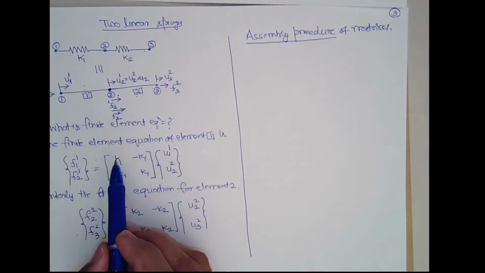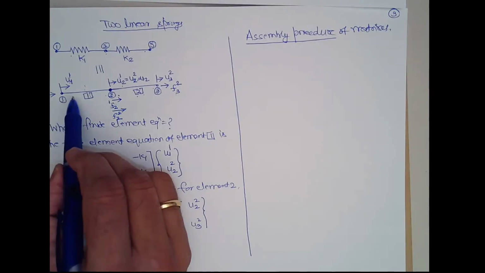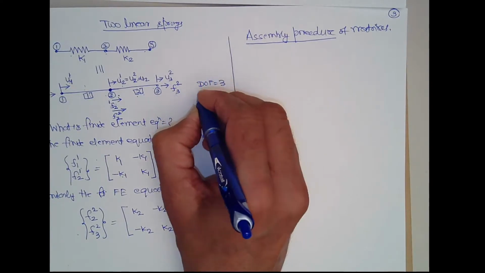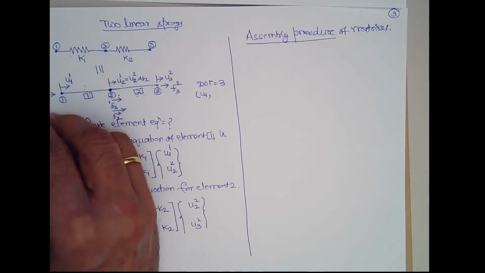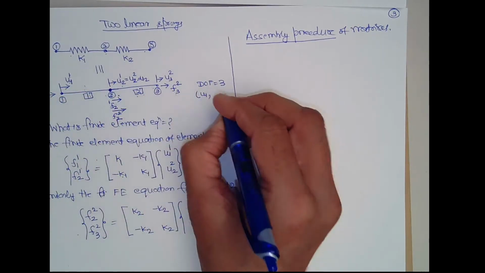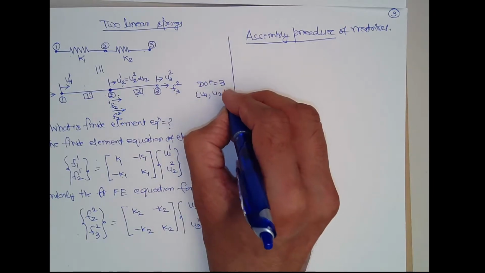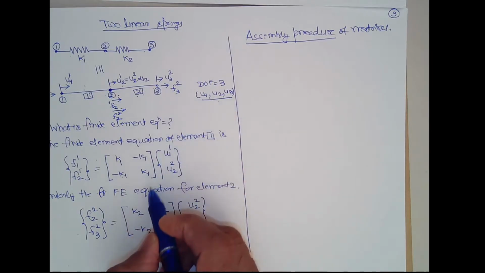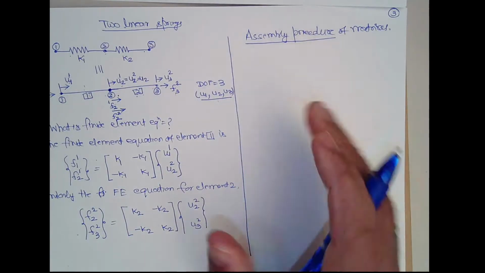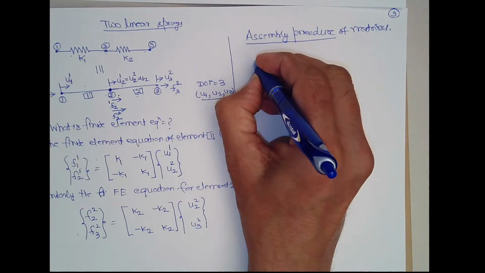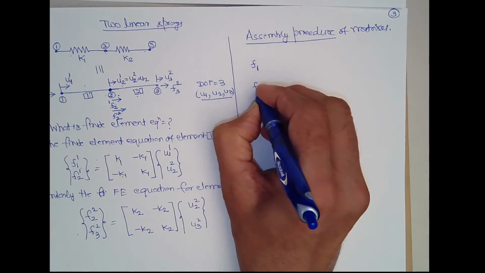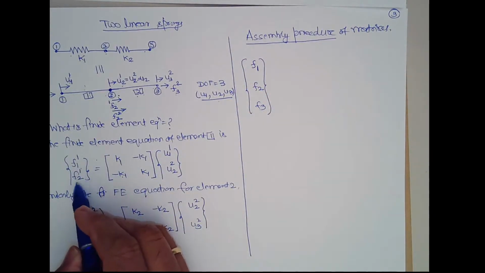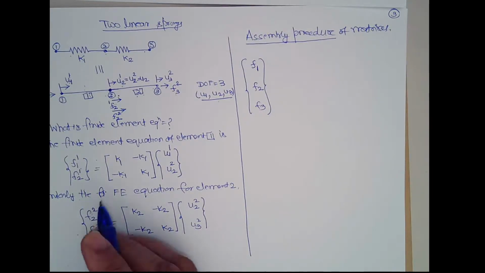For one element, I have a 2 by 2 matrix. What is the degree of freedom here again? The degree of freedom is 3. That is, node 1 deflects by U1, node 2 deflects by U2, node 3 deflects by U3. When the degree of freedom is 3, the stiffness matrix should be of order 3 by 3. So how are we going to do that? Let me write F1, F2, F3 on the left. It should come like that.